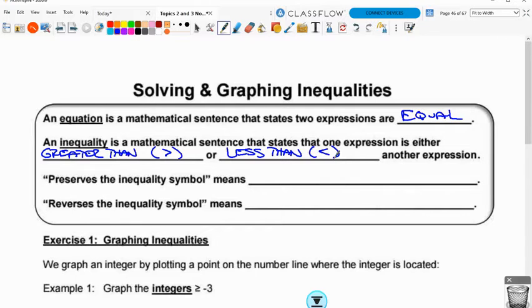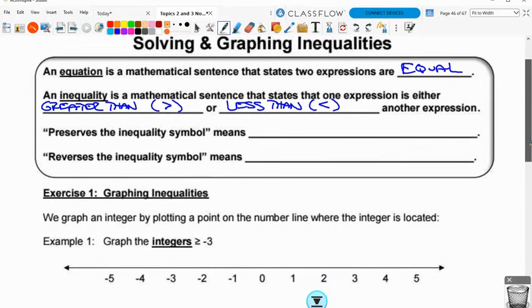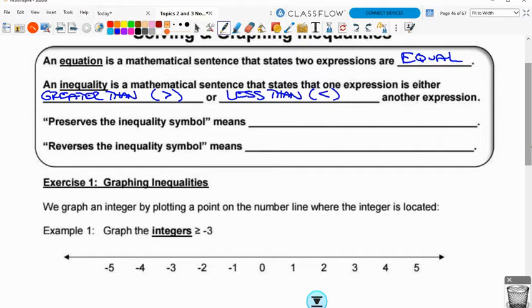Now, when we talk about inequalities and their symbols, there are two phrases that we're going to need to remember. Preserves the inequality symbol means that the symbol is unchanged. When you preserve something, you keep it the same. The symbol will be unchanged.